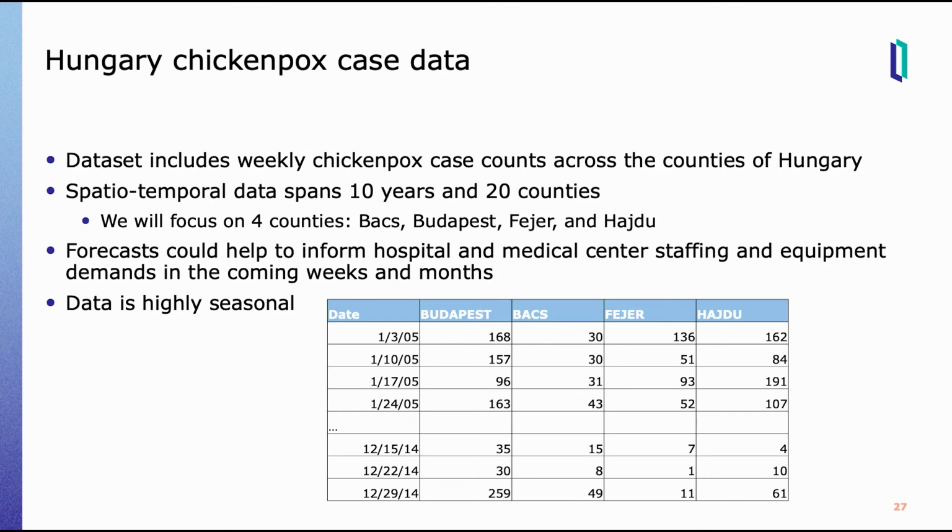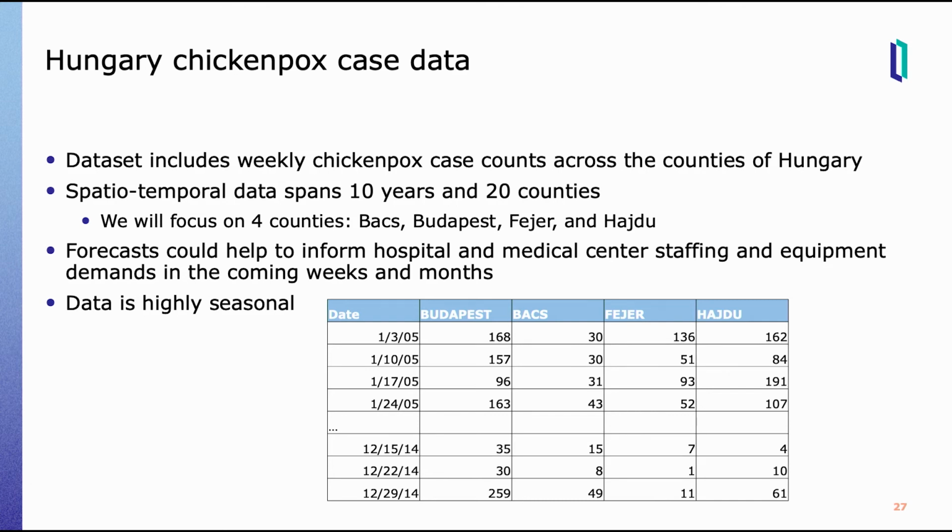Producing forecasts with this data, you could see how this might be useful to a hospital or a clinic who's trying to make decisions about future demands on staffing and equipment in the coming weeks. If they knew how many sick people would be coming in, they could make better decisions that would benefit both the business and the patient. It's also important to note that this data is highly seasonal. We talked about seasonality a bit earlier.